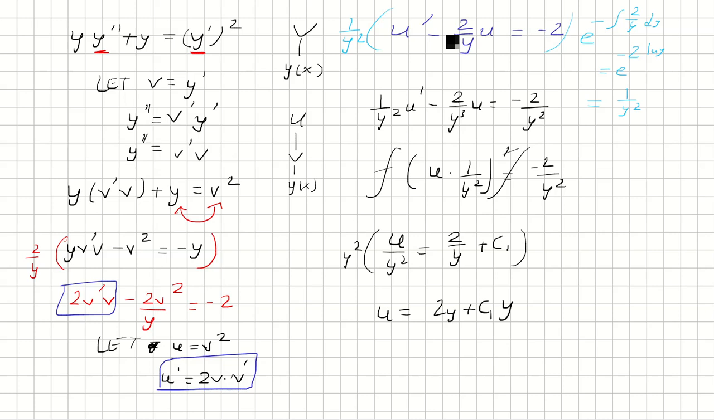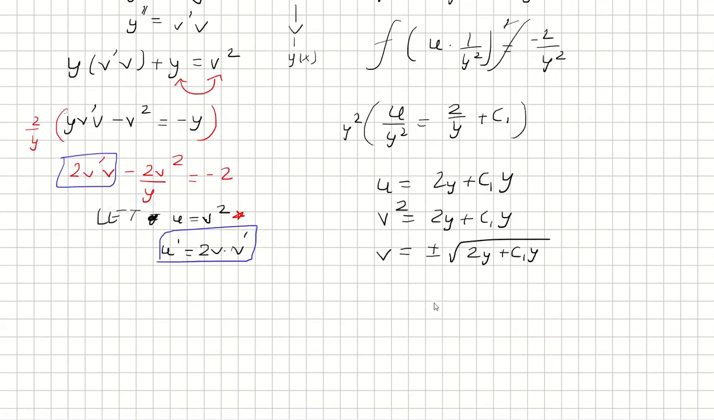And now we work backwards. So we said u was v squared. So substitute that in. So v squared is equal to 2y plus c1 y squared. So then you take the square root of both sides and make sure to do plus or minus. And then we go to what v was. v was y prime. So we'll substitute that in. So y prime is equal to plus or minus the square root of 2y plus c1 y squared.